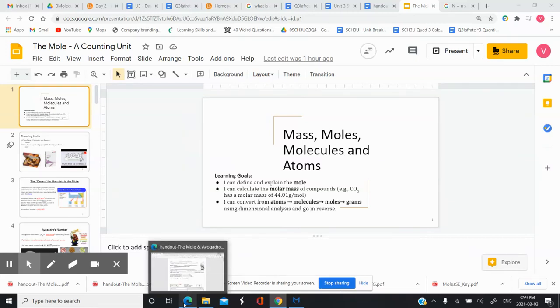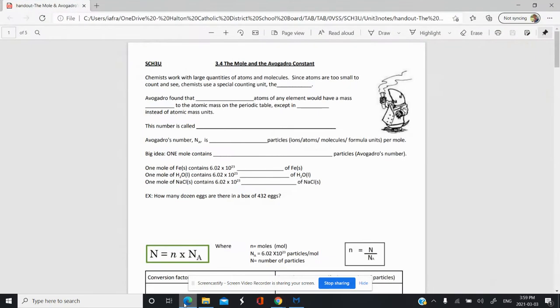In this video, we're going to take a look at how to use the mole to figure out the number of particles and the mass of samples of chemicals that we deal with in the lab. So you can think of the mole almost like a dozen for the chemists. A dozen contains 12 of something, and so a mole contains a certain number of something as well.